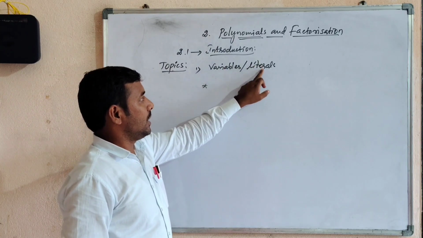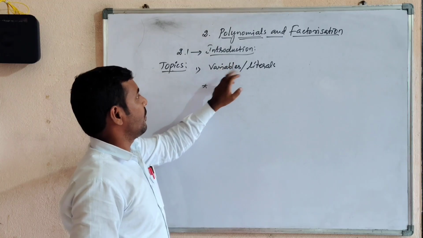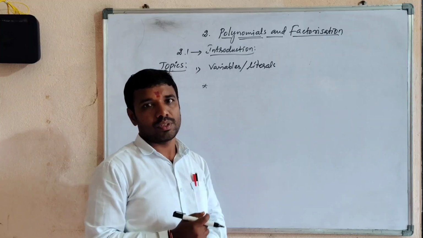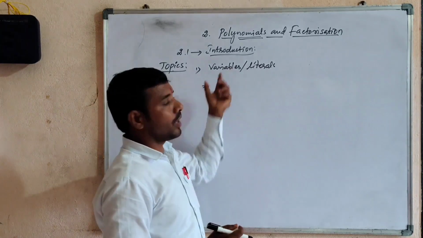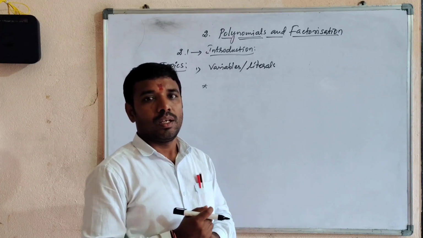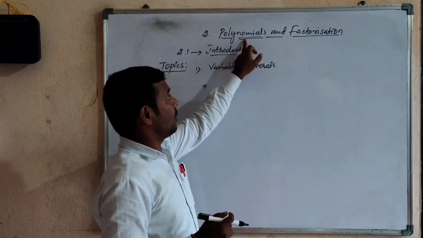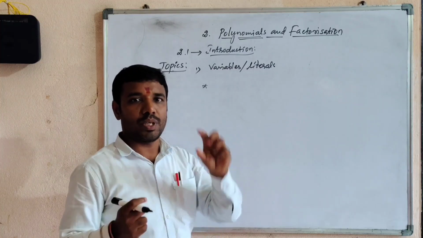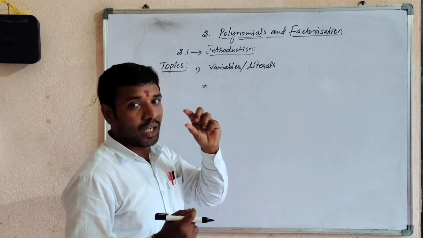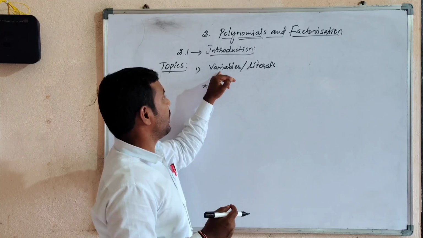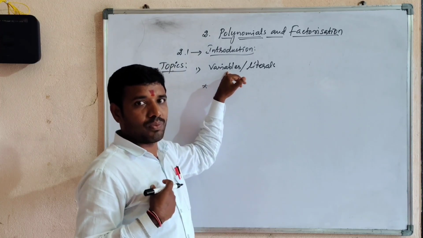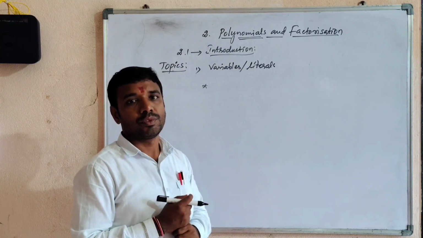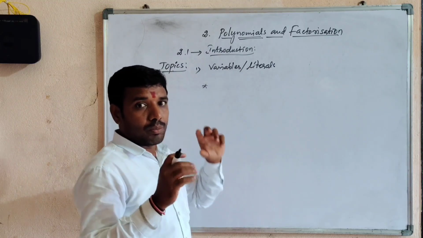Variables, another name is literals. However you treat them, both are the same. But what are variables? Before knowing the variables, let us see: polynomials and factorization is the main subtopic in the algebra chapter. Algebra is a very lengthy book. In algebra, the beginning basic points are variables. Algebra can start with variables or literals.